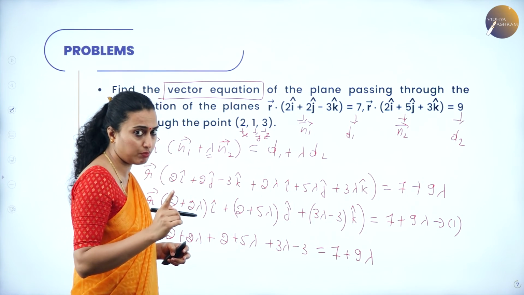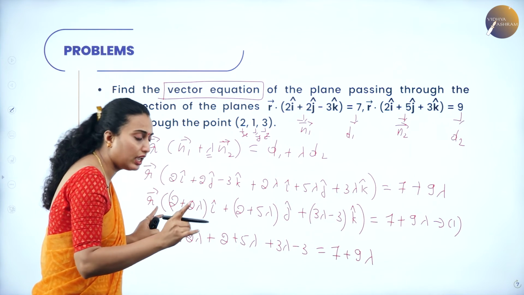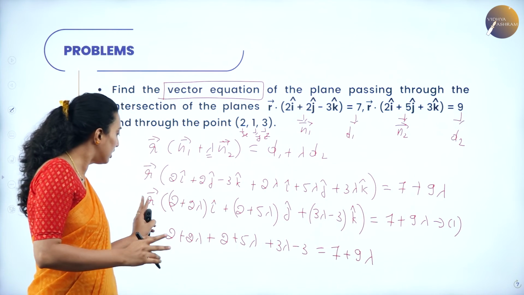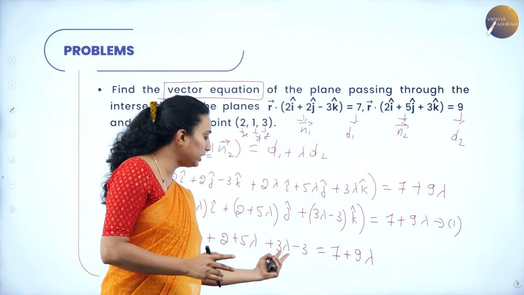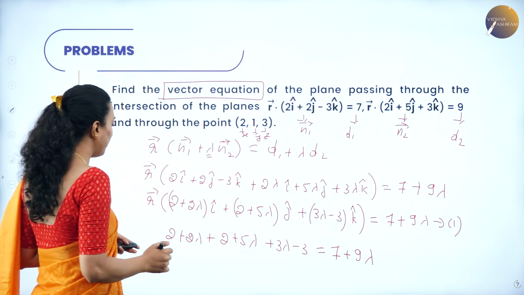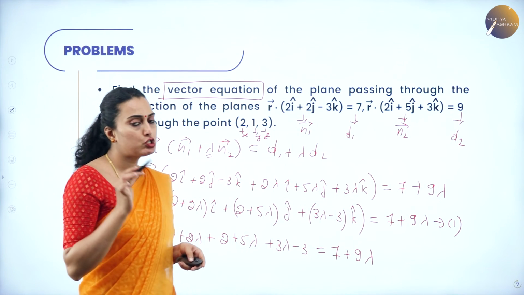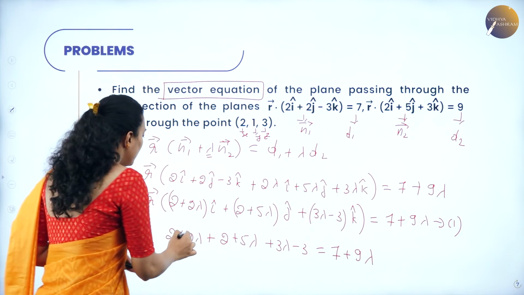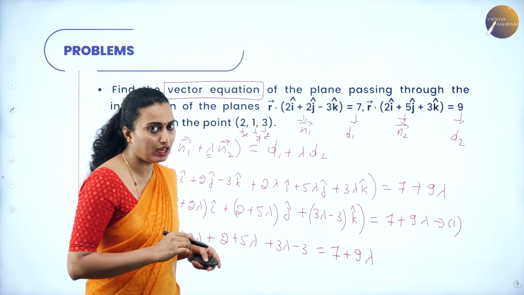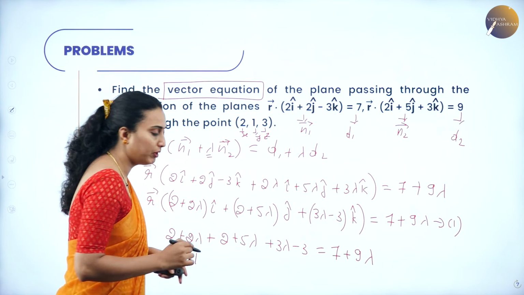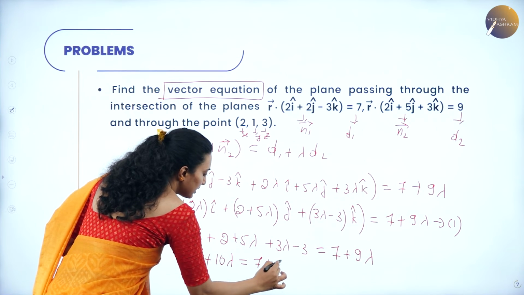I am skipping one step here. After writing R vector as xi plus yj plus zk, i dot i will be this, and then j dot j will be this, and then k dot k will be this one. Understood? Now adding all lambdas. First adding constants, 2 plus 2 plus minus 3. 2 plus 2 is 4. 4 minus 3 is 1. So 1. 2 lambda plus 5 lambda will become 7 lambda. 7 lambda plus 3 lambda is 10 lambda. Plus 10 lambda is equal to 7 plus 9 lambda.